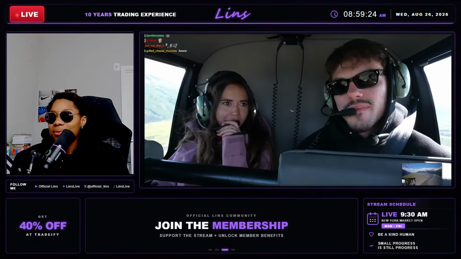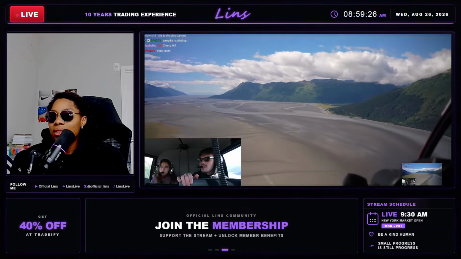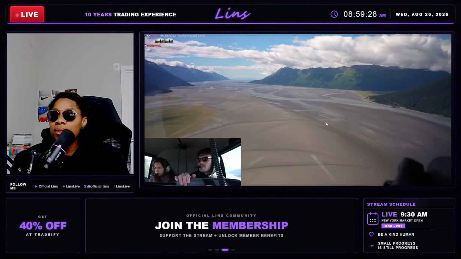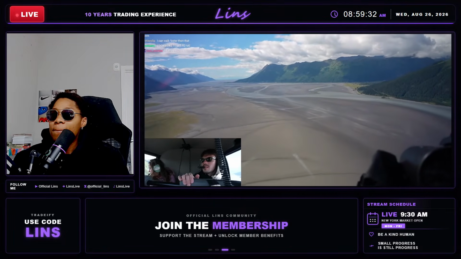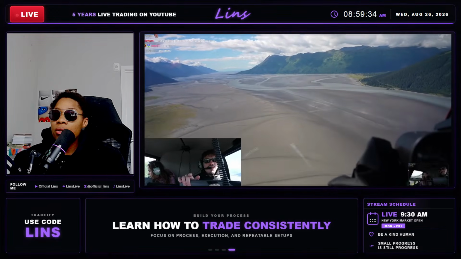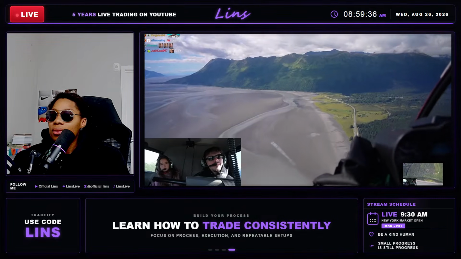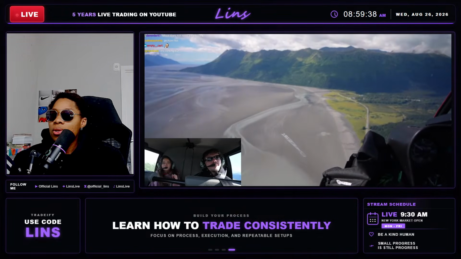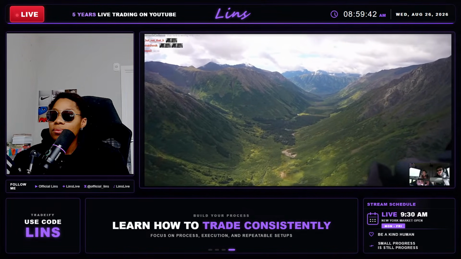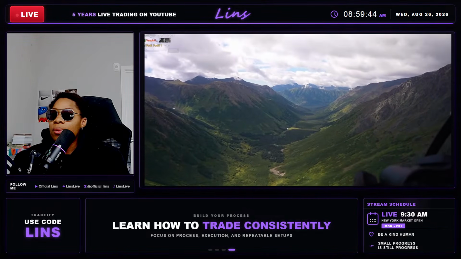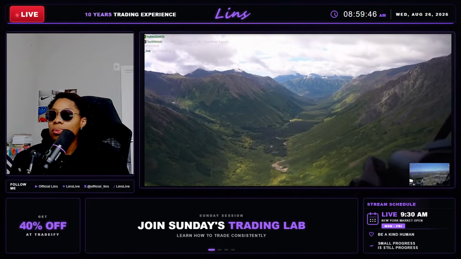Whoa. This looks insane. I don't even know what this is called. Anybody know what this is called? This type of wetland here? This needs to be a puzzle. Low-key, we should do a puzzle, chat. Wow. Super cool, super cool.